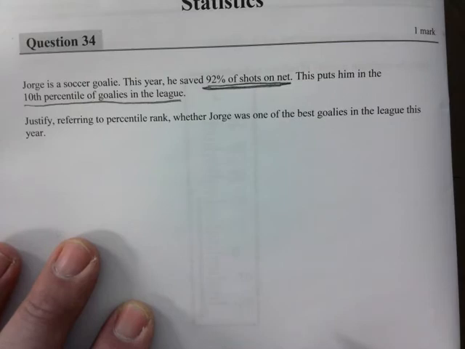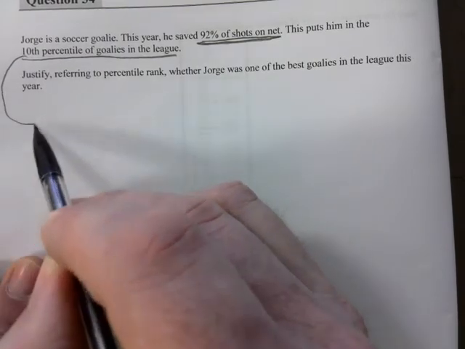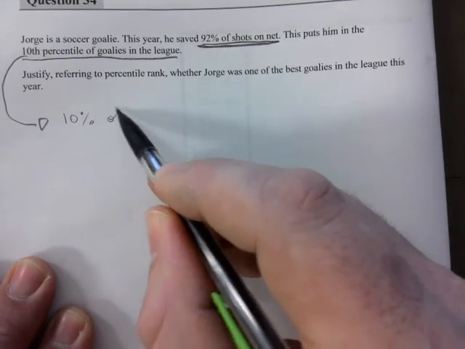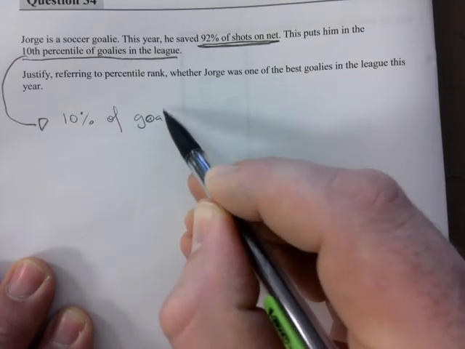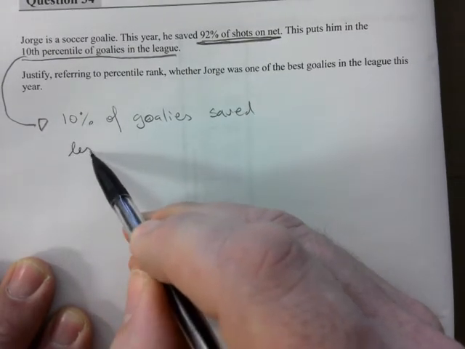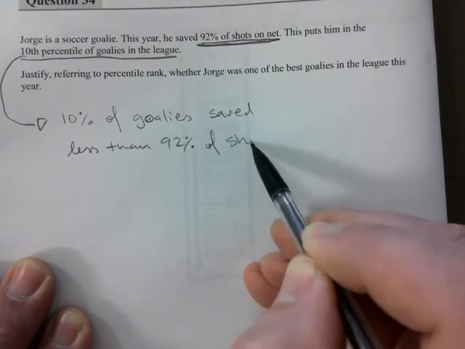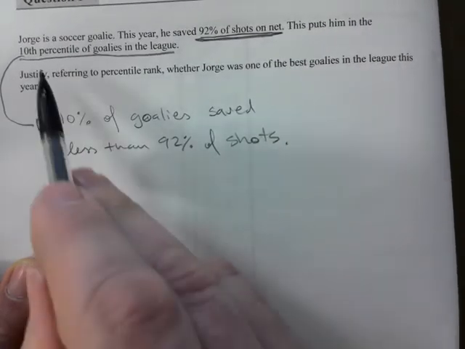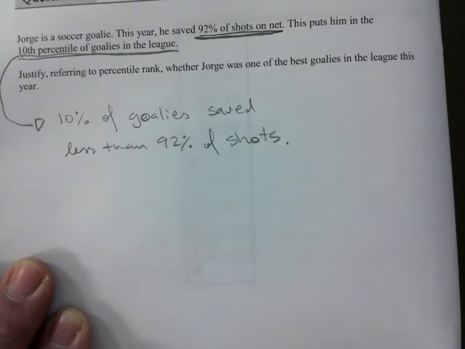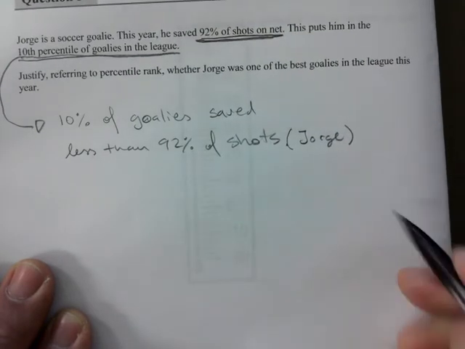of this year. This is where you need to understand 10th percentile, what does that mean? That 10% of goalies saved fewer or less than 92% of shots. Right? Let's make this statement that the 10th percentile tells us that 10% of goalies saved less than 90%, or that's technically less than what Jorge saved.